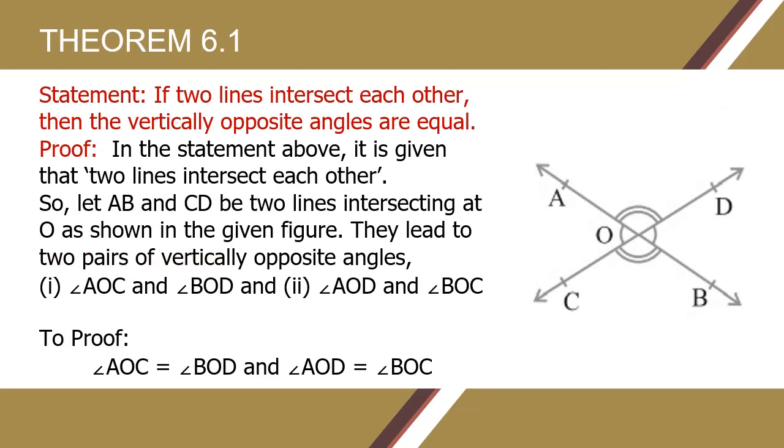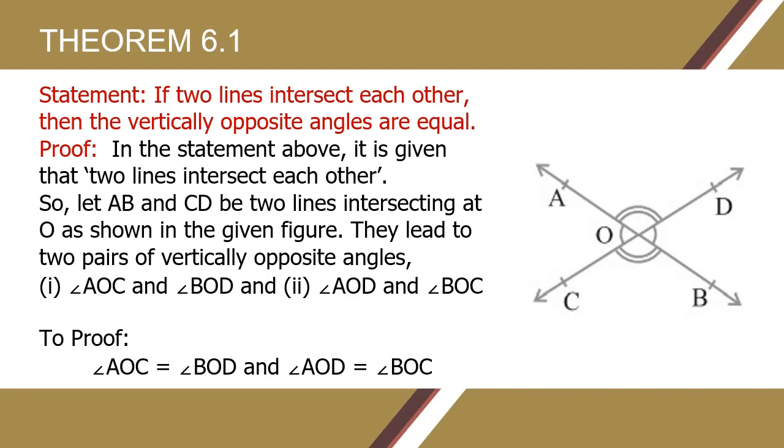Based on the above axiom, theorem 6.1. Statement: if two lines intersect each other, then the vertically opposite angles are equal. We need to prove that if two lines intersect each other, then the vertically opposite angles are equal.